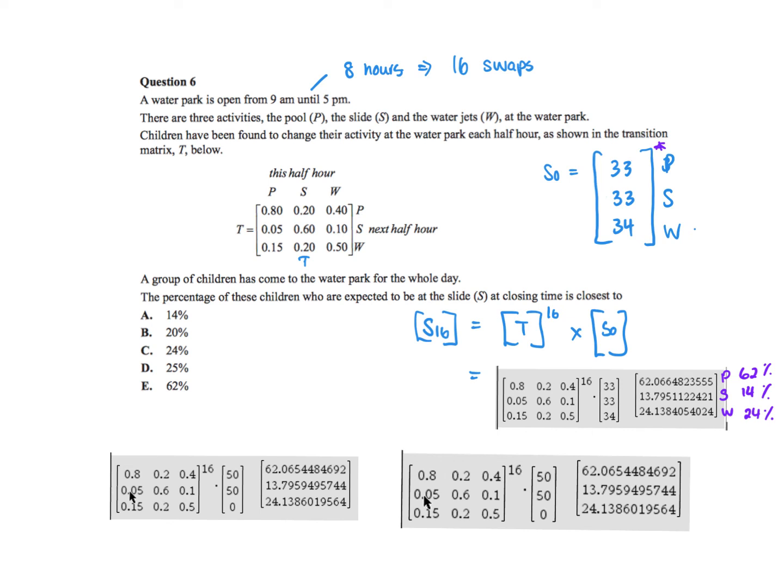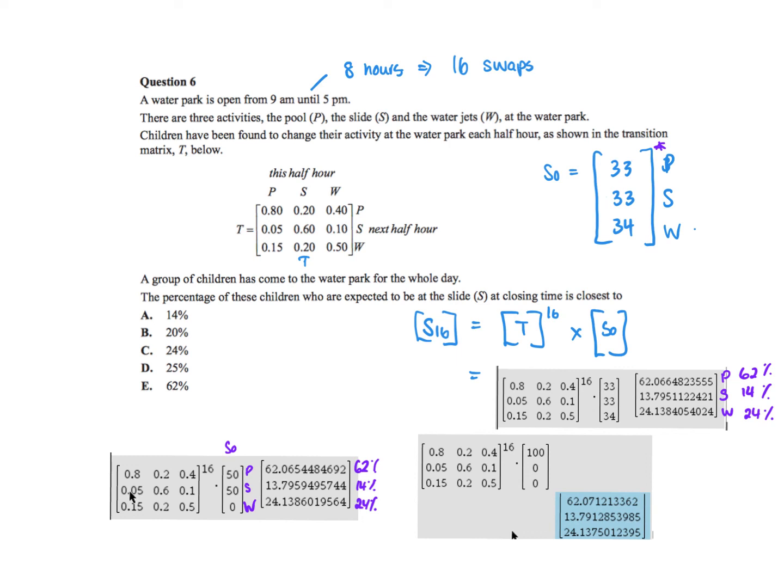So what is happening though, if I went and changed the combination, so I went and chucked in 50, I changed my initial state, and I said, all right, I'm going to just say with 50% starting at the pool and the other 50% at the slide and none at the water jets. And you can see that I still get the same percentage. And it's not in every scenario, but this is what's happening.